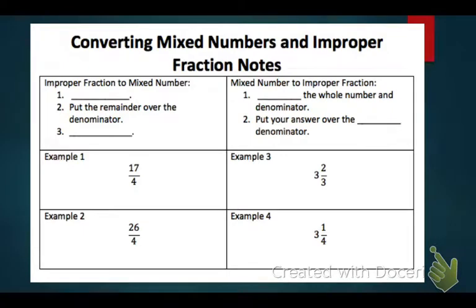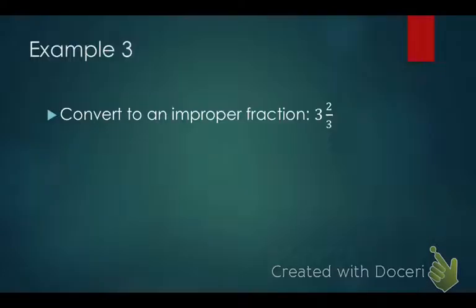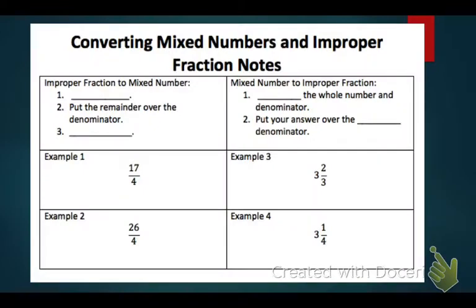Alright, back to our notes. Mixed number to improper fraction. First, you're going to multiply. Sorry, I can never write that in the blank. Multiply the whole number and your denominator. And you're going to put your answer over the denominator.